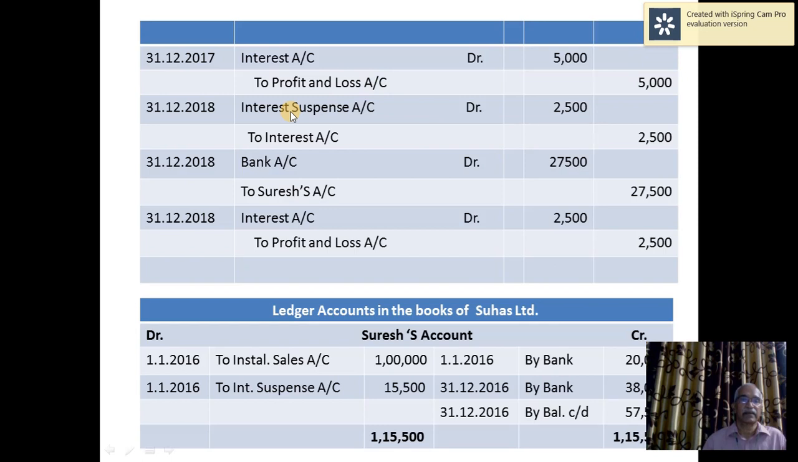And we'll come to the third year. Third year interest is transferred from interest suspense account to interest account. And we are receiving the third installment, bank account debit to Suresh account. Then interest account is closed by transferring that to profit and loss account. So these are the journal entries that are passed in the installment seller's books. Now we'll move on to the ledger account.